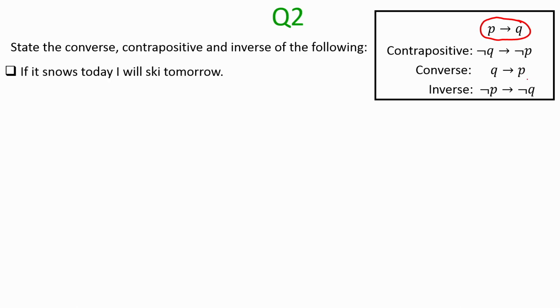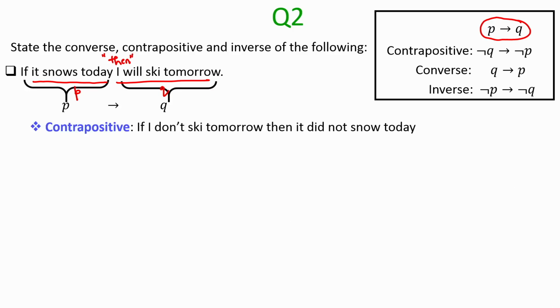That is the definition. Now, the first statement here is if it snows today, I will ski tomorrow. So, this is your p part and this is your q part. The word then is not explicitly given here, but it is present implicitly here. Okay. So, this is your p implies q part.